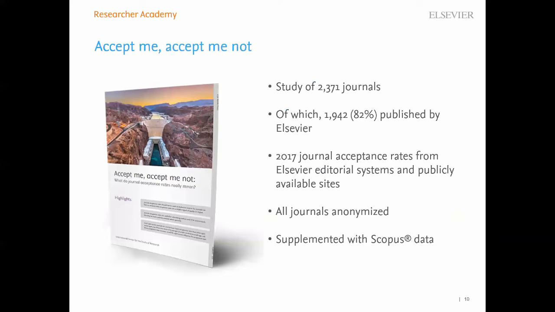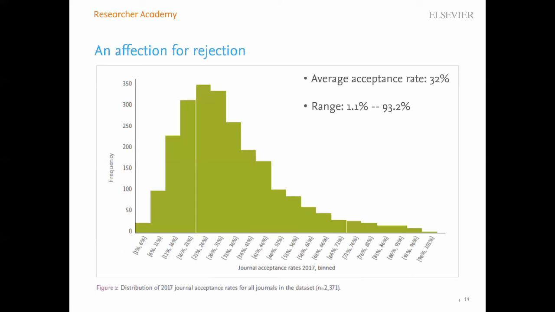In 2020, the ICSR at Elsevier explored a set of 2,371 journals and their acceptance rates in 2017. The majority of the journals, 82%, are published by Elsevier. The journals represent a broad set of subject areas, journal types and ages, with all but the social sciences and arts and humanities well represented. The journals in the dataset had acceptance rates ranging from 1.1% to 93.2% in 2017. The average was 32%. So overall, journals tend to accept fewer articles than they reject.